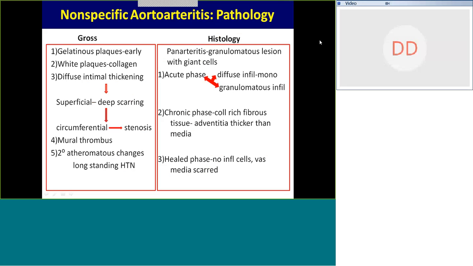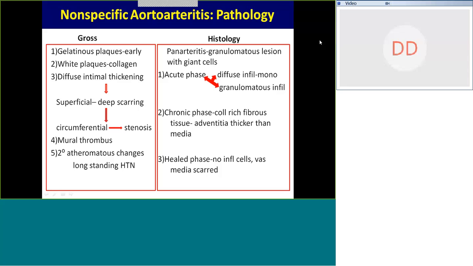Pathology, grossly, as I said, involves mainly the elastic arteries. There will be intimal thickening. To begin with, in the acute phase, you might even find thrombi. You can find a lot of infiltrations if you look histopathologically. But when it gets into the chronic phase, which is also called the pulseless phase, then you see more fibrous tissue, very thick intima, very thick adventitia. And obviously, in the chronic phase, you don't find much of inflammatory cells.